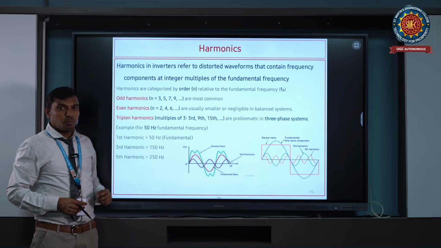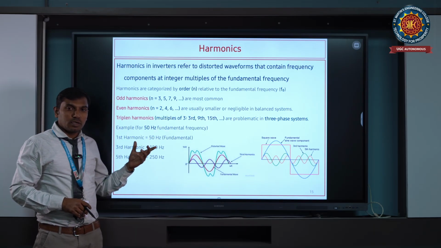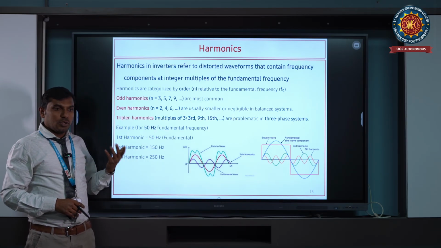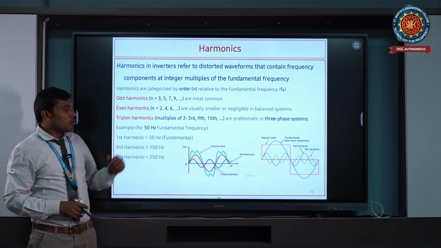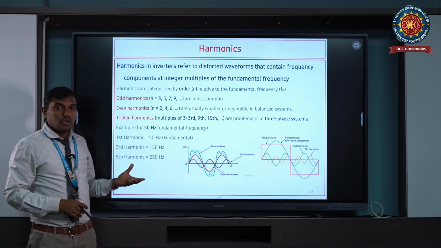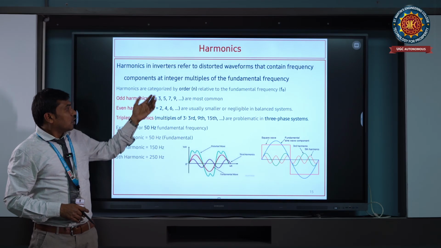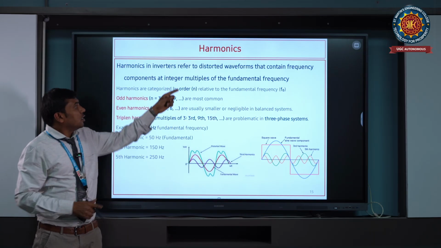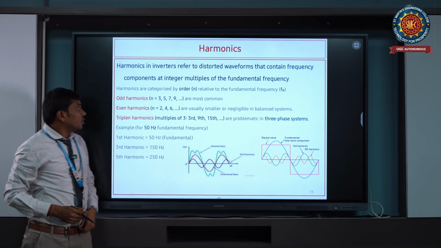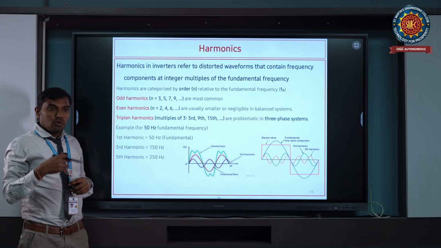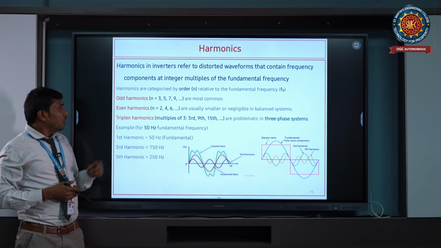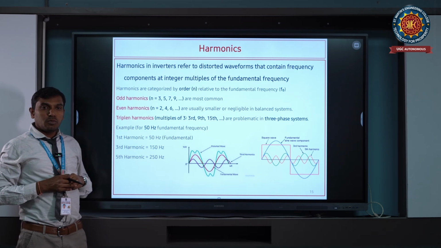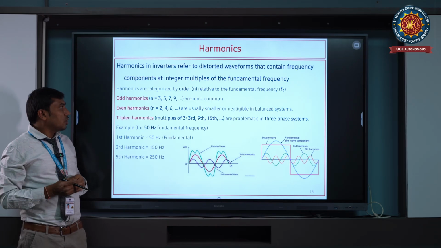And then harmonics. What are harmonics? As I told you, harmonics are generated because of the inverter, because the inverter output is not a pure sinusoidal waveform. So what are the types of harmonics? The definition of harmonics is that they are integer multiples of the fundamental frequency, so you have third harmonic and fifth harmonic components. We call these odd harmonics: the third, fifth, and seventh components.